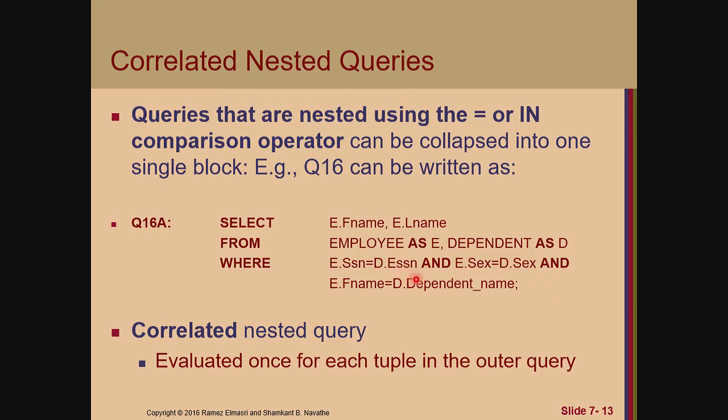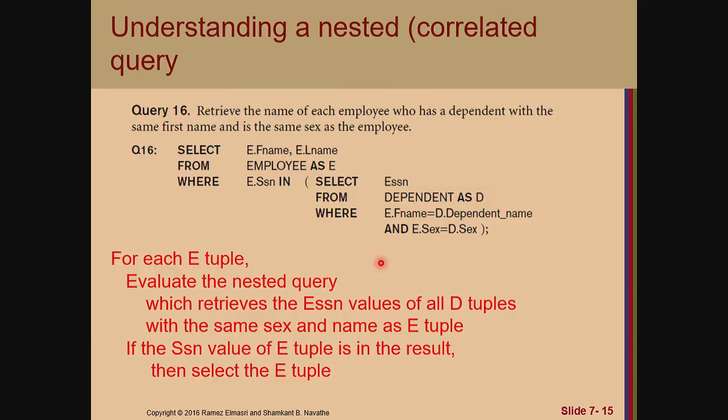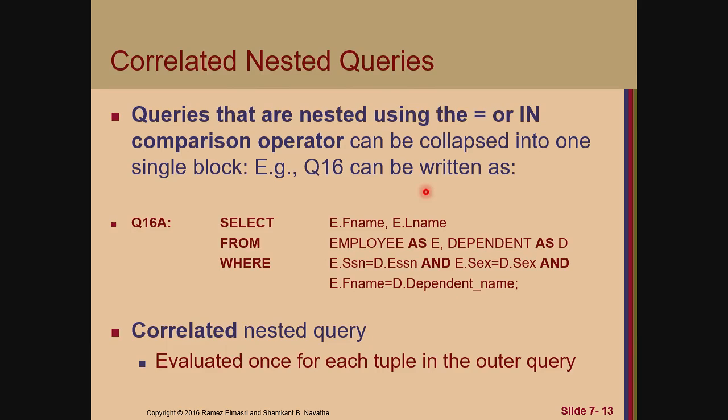And moreover, here it just focuses on one table at a time, one by one. But in this one, they merge all of them together. So they select the first name and the last name from the employee table, and in the FROM clause they identify aliases for the employee table and the dependent table. After that, the WHERE clause checks that SSN equals ESSN. This one is from the dependent table.